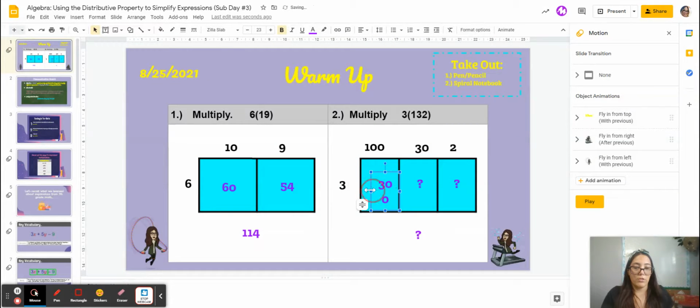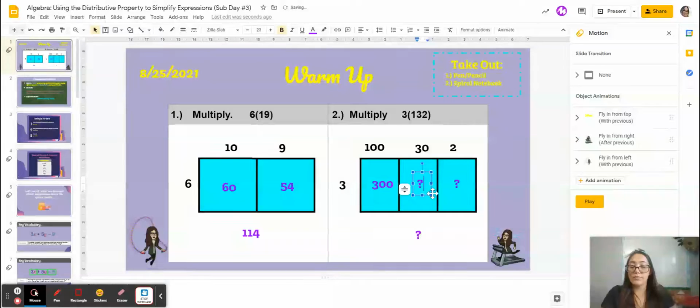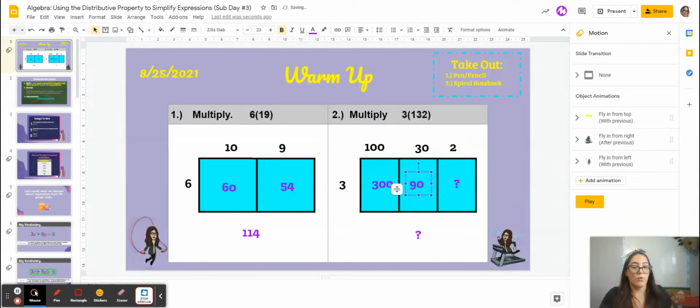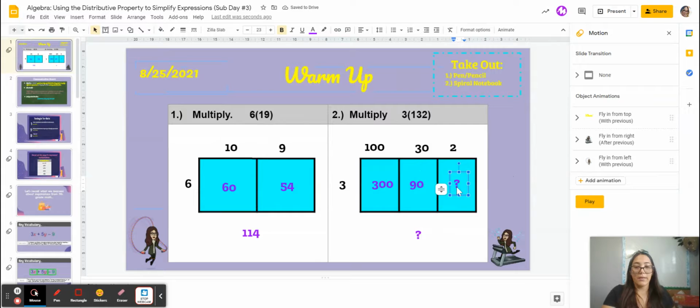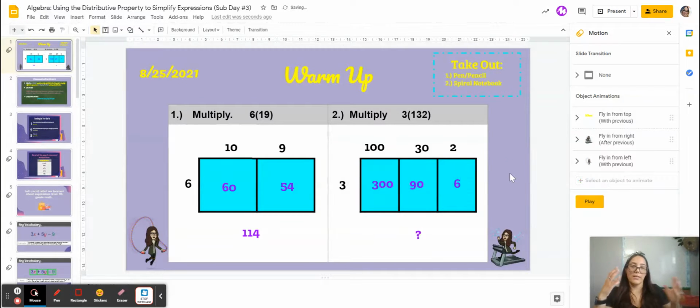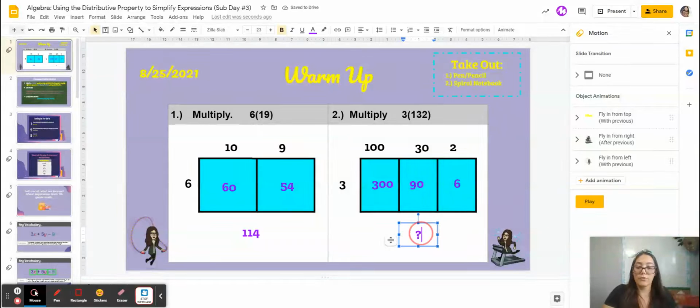I'm about to abort mission on this one. 300. 3 sets of 30 would be, you guessed it, 90. And then 3 sets of 2 would be 6. So some people like this way of multiplying because it's a lot easier to do if I were to ask you to do this in your head. Okay, if we bring together those partial products, 396. This is a very friendly way to multiply.